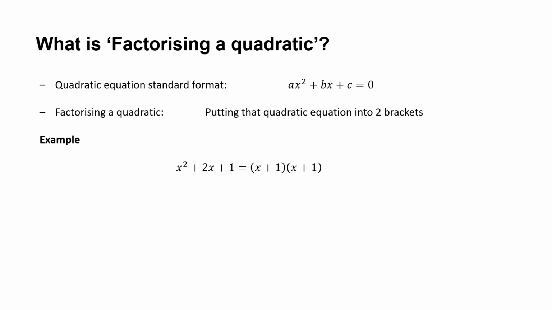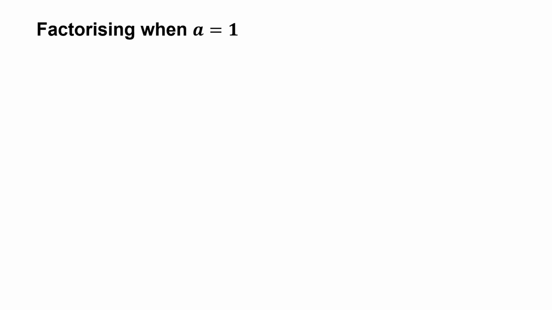And if you've done the work on expanding brackets, if you expand the brackets on the right hand side, you'll see you get x squared plus 2x plus 1. So there are two cases that we're going to look at. The first is factorising when a is equal to 1, and the second is factorising when a is not equal to 1. So a is the term before x squared.